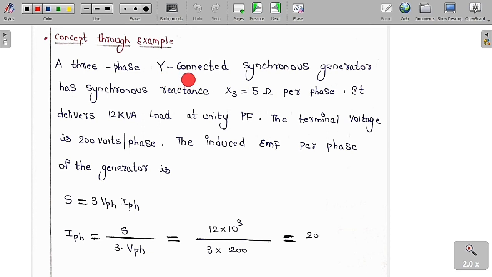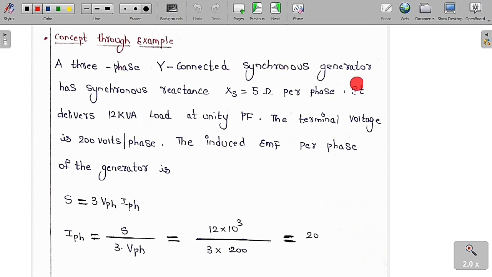Suppose a 3-phase star connected synchronous generator has synchronous reactance XS equal to 5 ohm per phase. It delivers 12 kVA load at a unity power factor. The terminal voltage is 200 volt per phase. The induced EMF per phase of the generator is? So we have to find what is the induced EMF per phase.